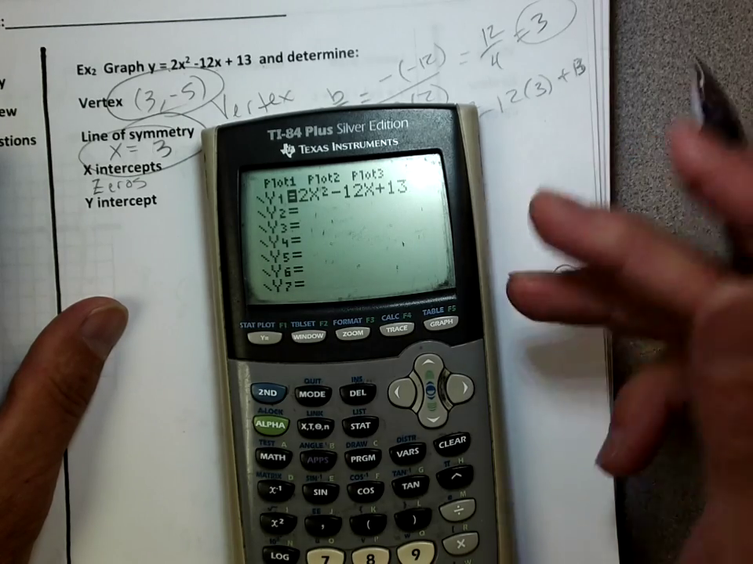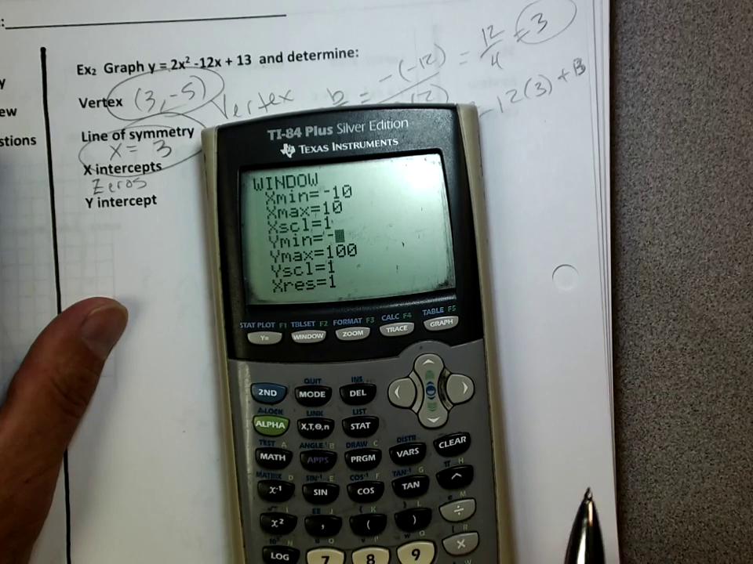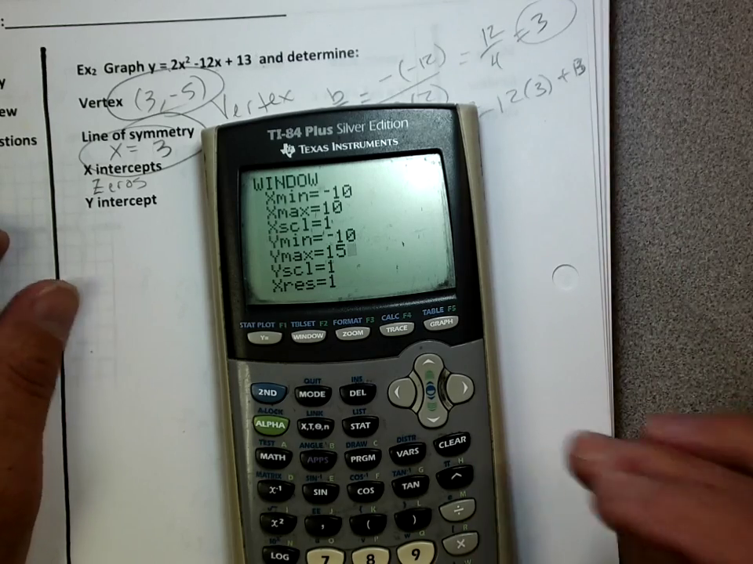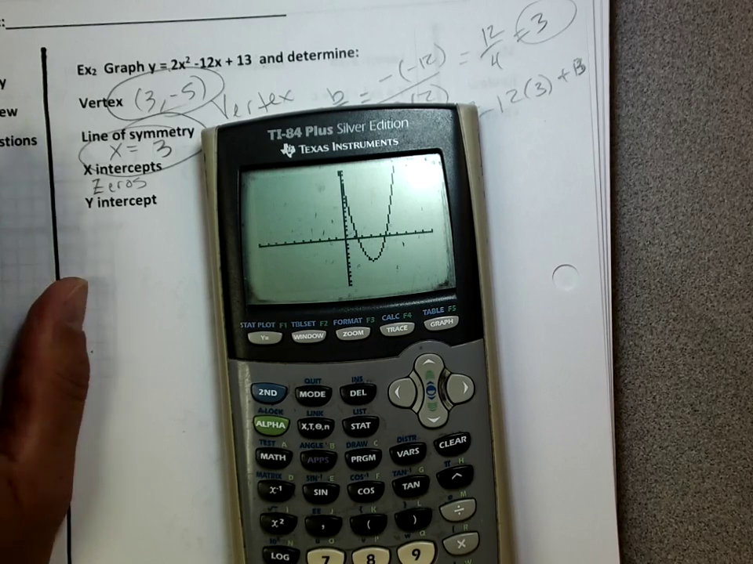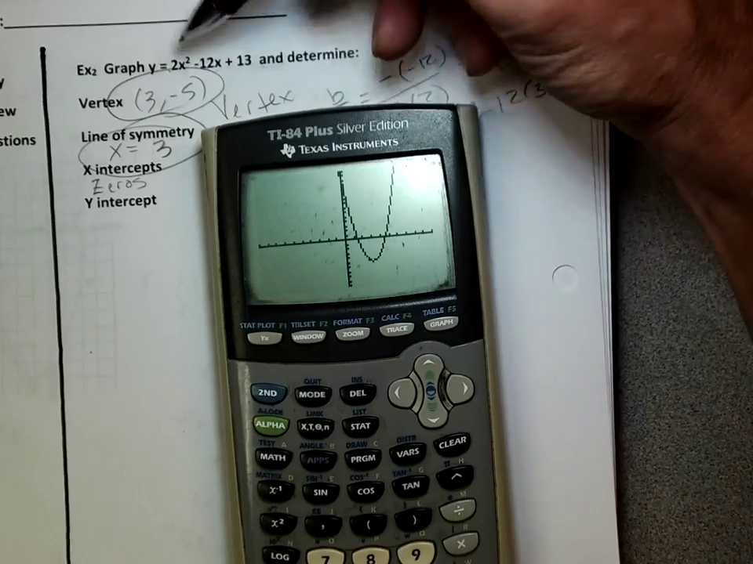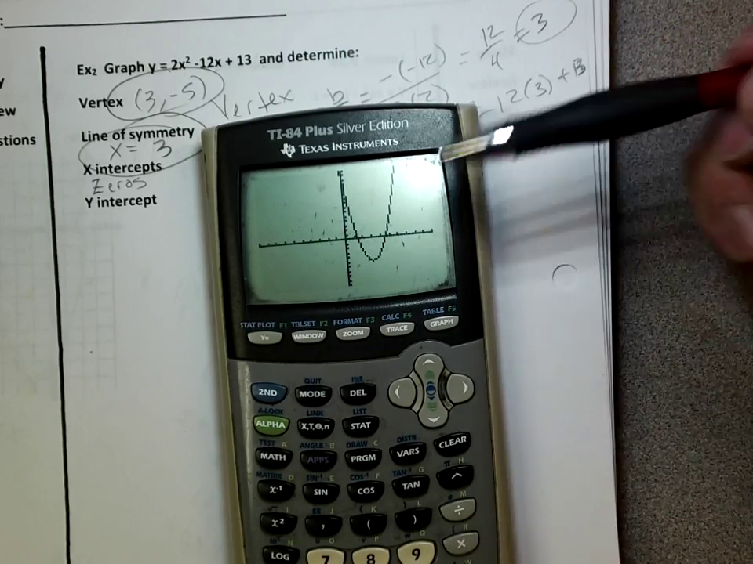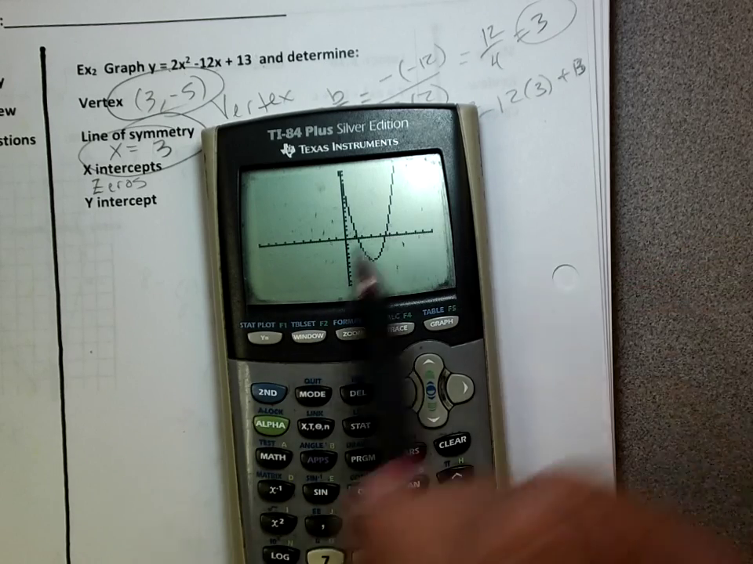I do know 13 is going to be part of the graph, so maybe I'll make the window a little bit bigger. Let's go negative 10 to, and I'll make this maybe 15, because I know 13 is on the graph. So let's graph it. Okay, there it is. Now, if it doesn't factor, the zeros, we have a 0 here and a 0 here. You guys see it, there's one 0 right there. There's another 0 here, or my x-intercepts.